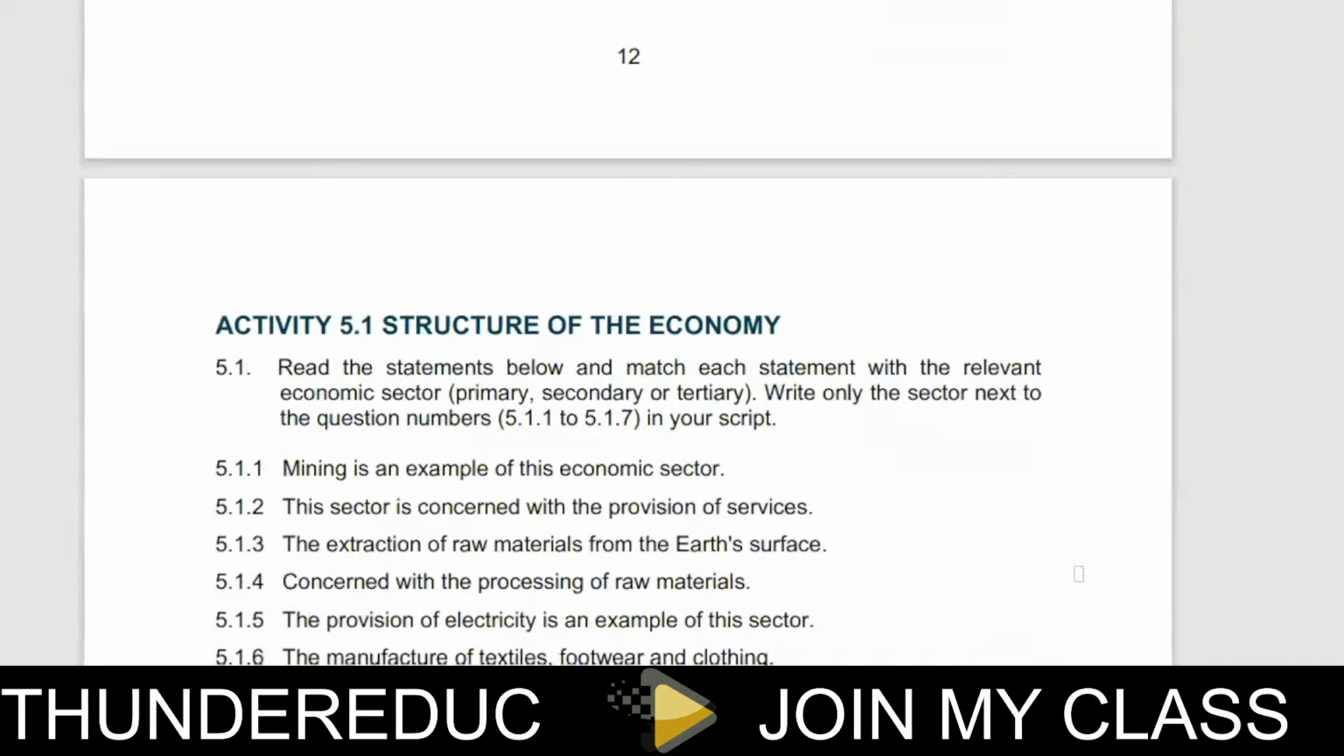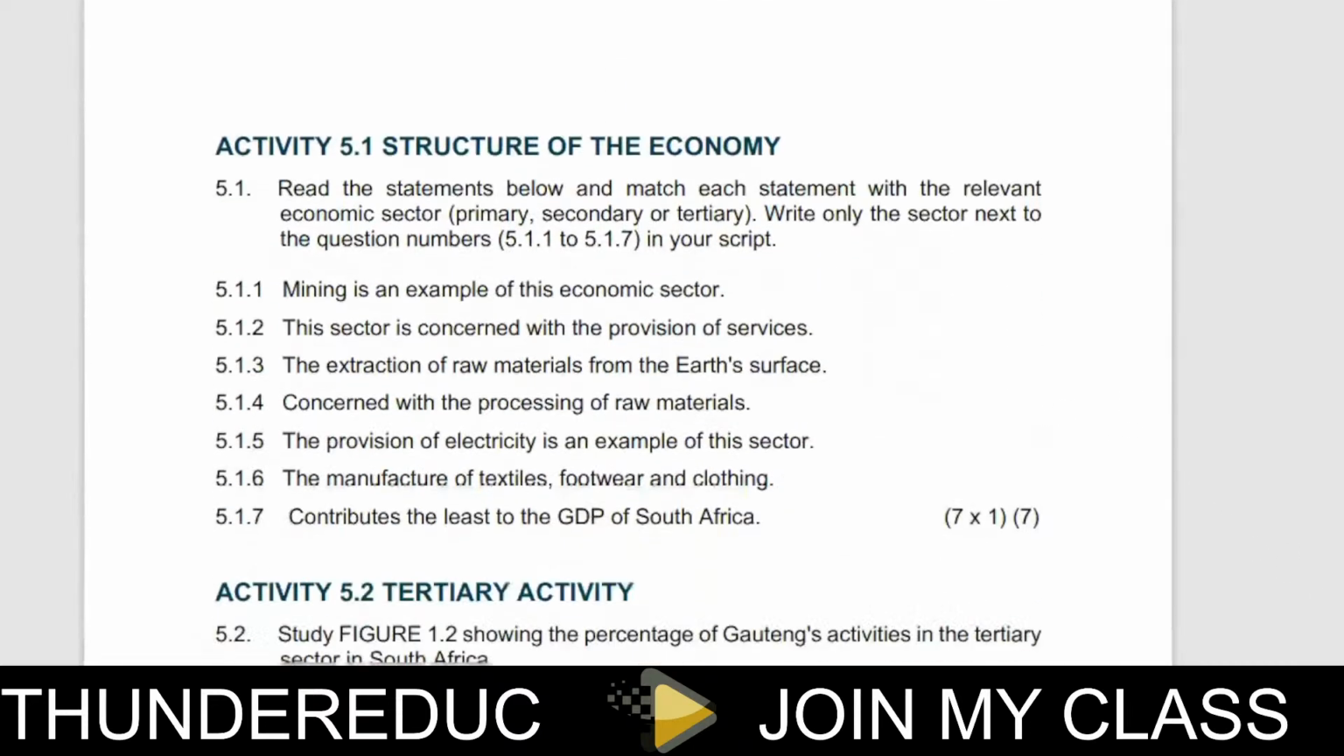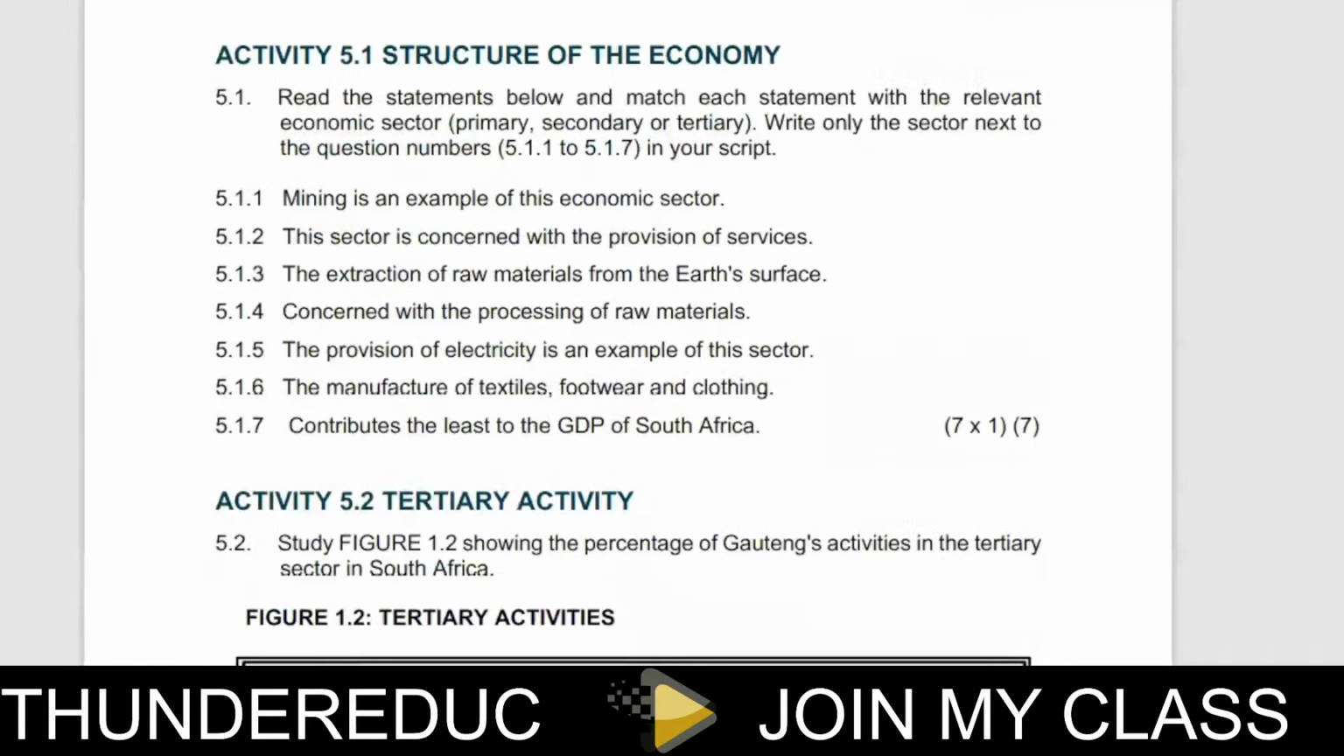So here I have some of the activities that I would love learners to test themselves. And the answers are down there, but I don't want to check the answers. I want you to look at these questions and see if you can answer them. Mining is an example of which economic sector?